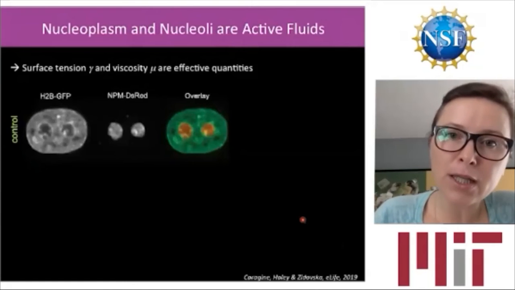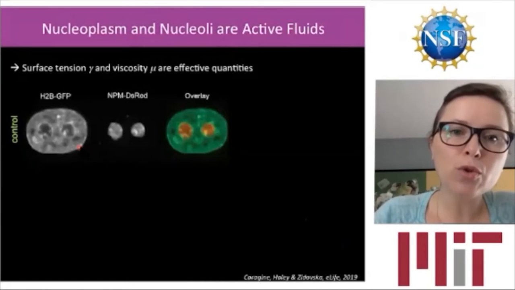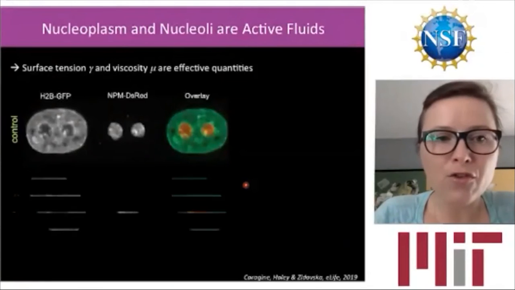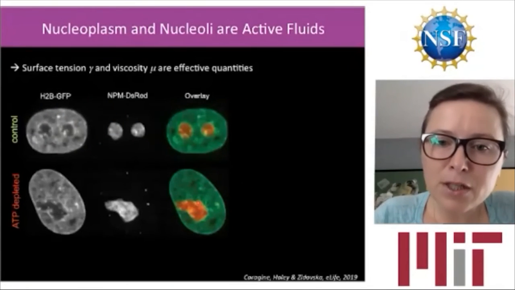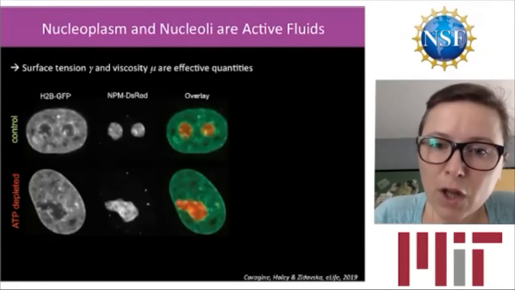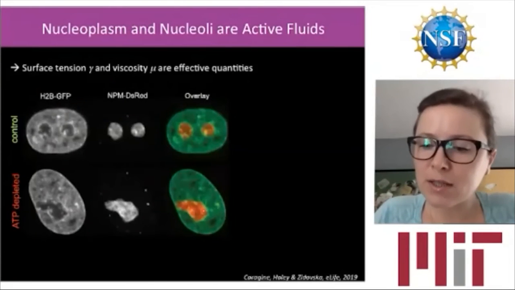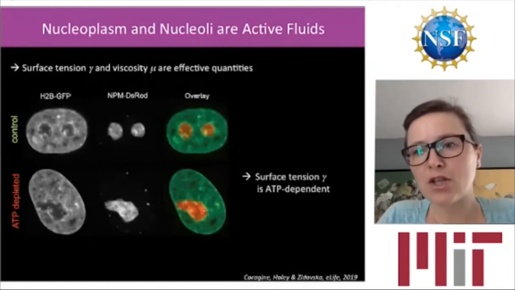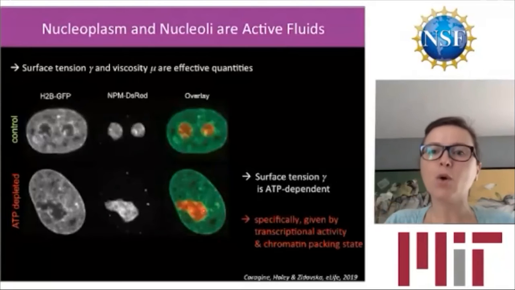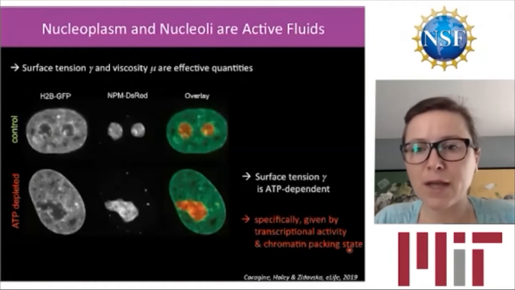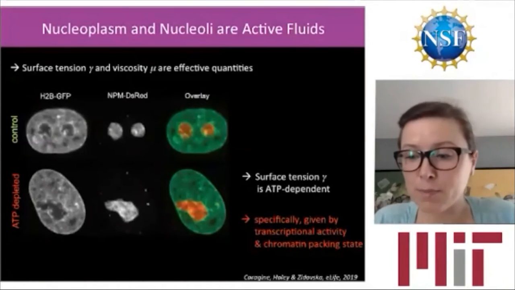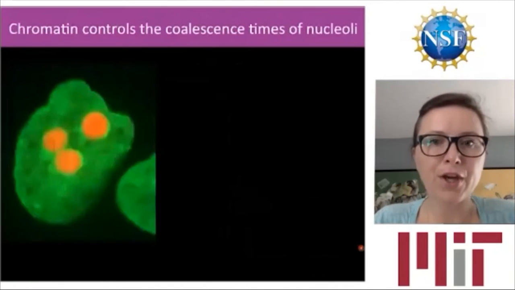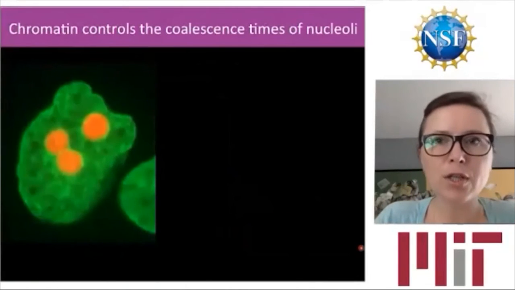This is beautifully shown through the following experiment, where you see our control nucleoli are round, but when you deplete ATP, the surface tension becomes even lower as the nucleoli lose their spherical shape. So we see that surface tension gamma is ATP dependent. We have even found specific processes responsible for this that you can find in our paper here. So with that, let me briefly summarize.